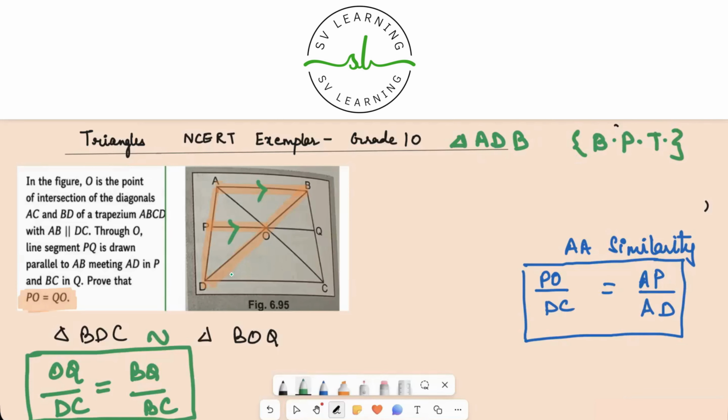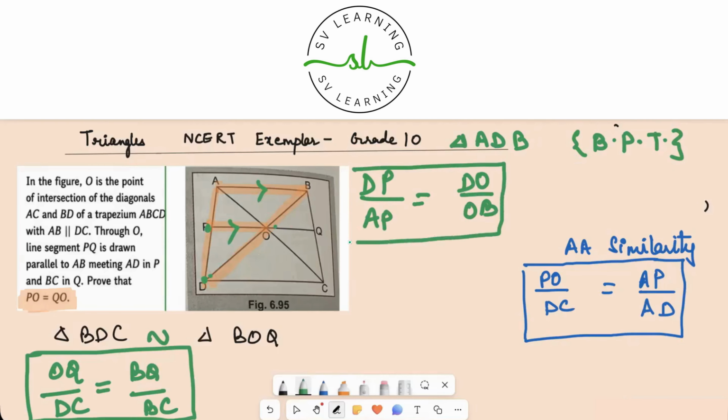So what will I get? DP by AP. Yes, DP by AP. Or you can say DP by PA is equal to DO by OB as per BPT in triangle ADB. And this is my third result.